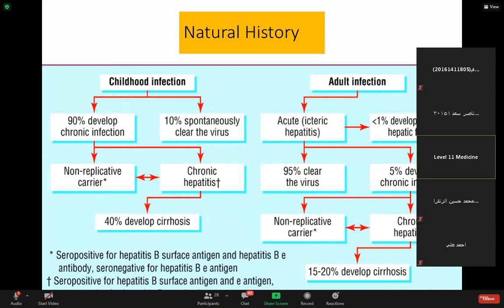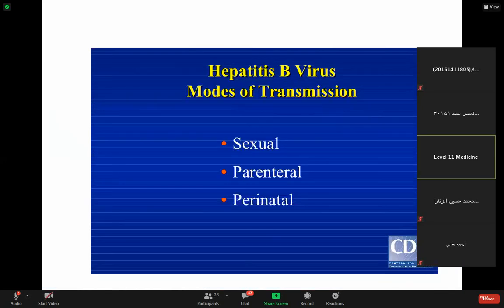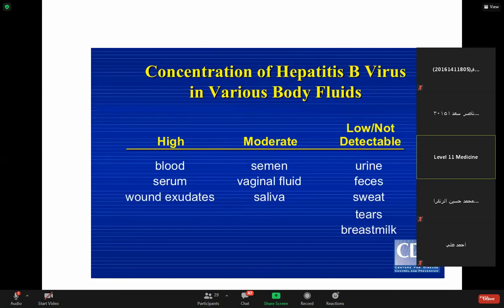Very big difference between the children and the adults when they contracted the disease. You can say hepatitis B for children is a chronic illness because 90% will have it chronically, while in adults it's an acute illness because only 5% will develop chronic infection after that. Okay, what's the mode of transmission? Well, sexual, parenteral, and perinatal. Perinatal means from mother to a child.